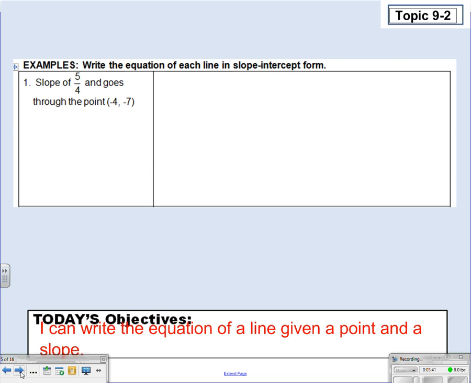Now we get to write our equations in slope-intercept form. So we want to write the equation in y equals mx plus b. We're going to follow the steps we did yesterday. So m is given as 5/4, and it's given us a point. The point that they give us is (-4, -7). From this point, we know that x is equal to -4 and y is equal to -7.